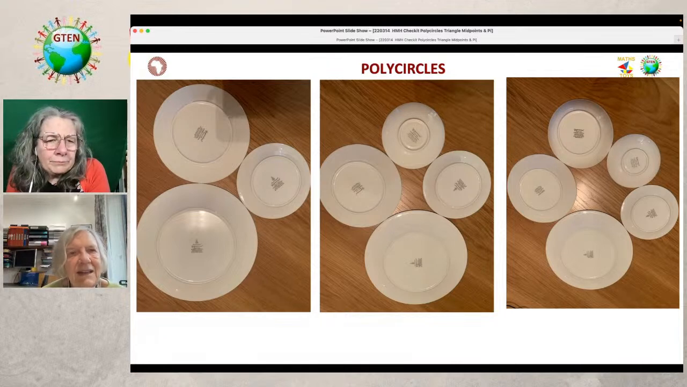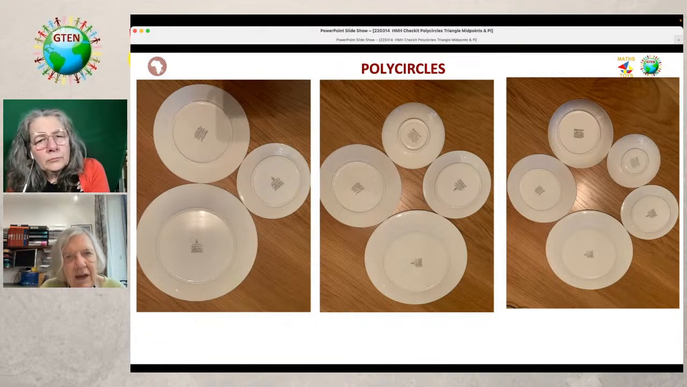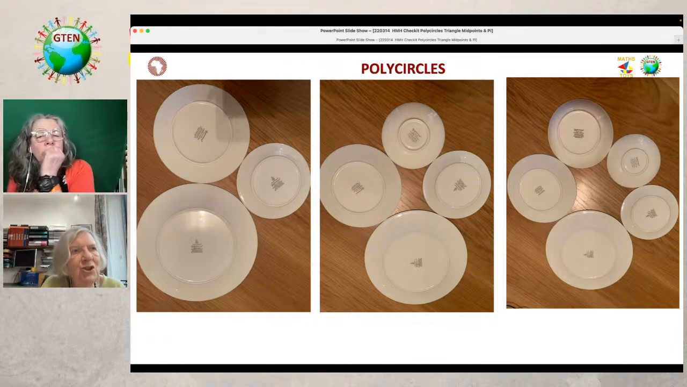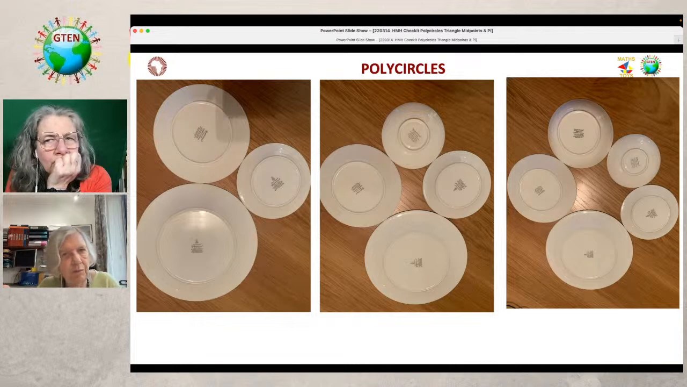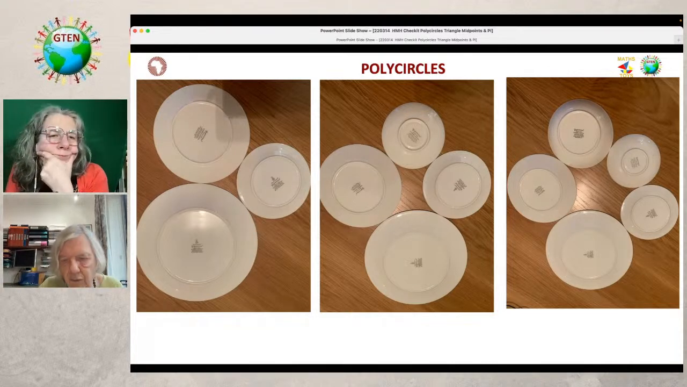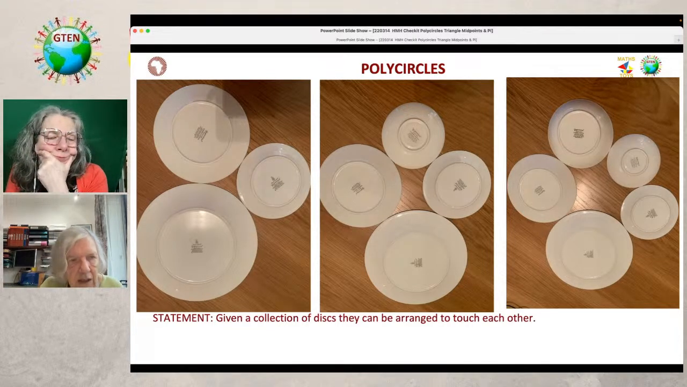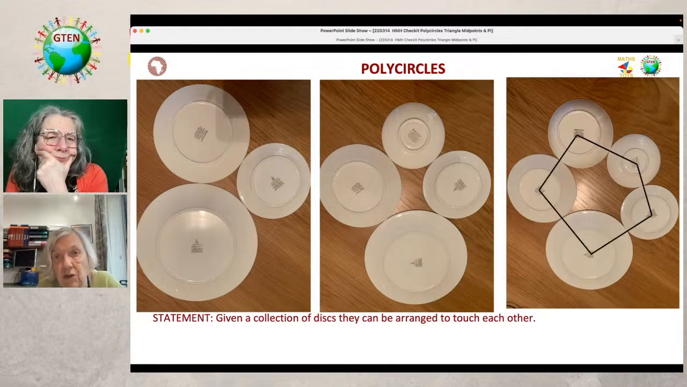So get some plates and push them together, and you can always do that. It's always possible. So they all touch each other in a chain or a necklace. Okay. So I've got a necklace with beads on here, and they're all the same size. But you've got plates, circles of different sizes, and what you see is, given a collection of discs, circles, they can be arranged to touch each other.